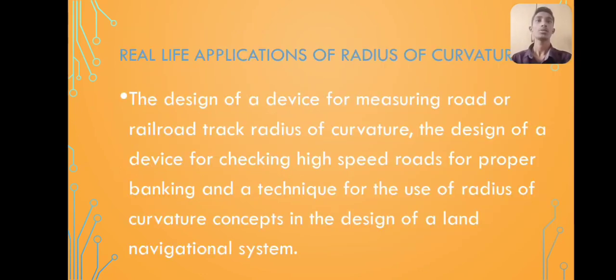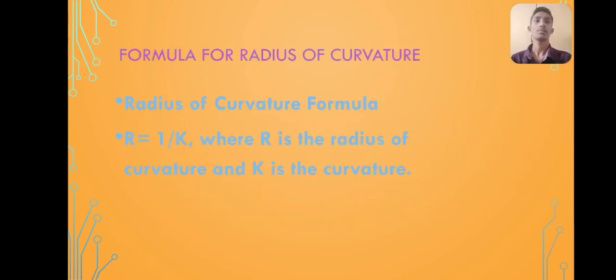Moving on to real life applications of radius of curvature. The design of a device for measuring road or railroad track radius of curvature. The design of a device for checking high speed roads for proper banking, and a technique for the use of radius of curvature concept in the design of a land navigational system.